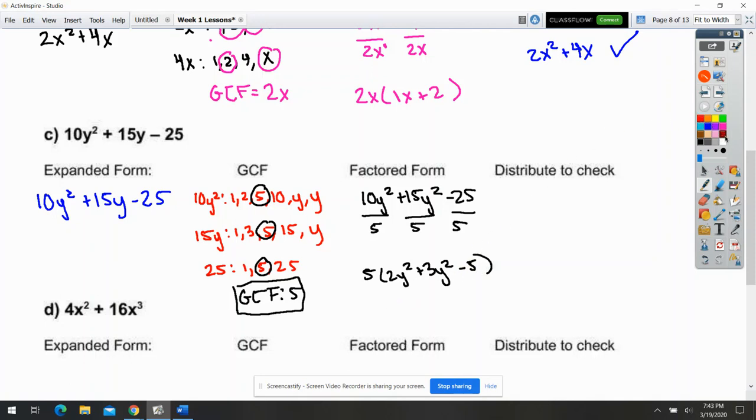And of course, just like we did before, we would have to distribute to check. Okay. So we're just going to take the 5 and multiply out. And you should see it gives us our original expanded form. So 5 times 2y squared is 10y squared. 5 times 3y is 15y. And 5 times negative 5 is negative 25.